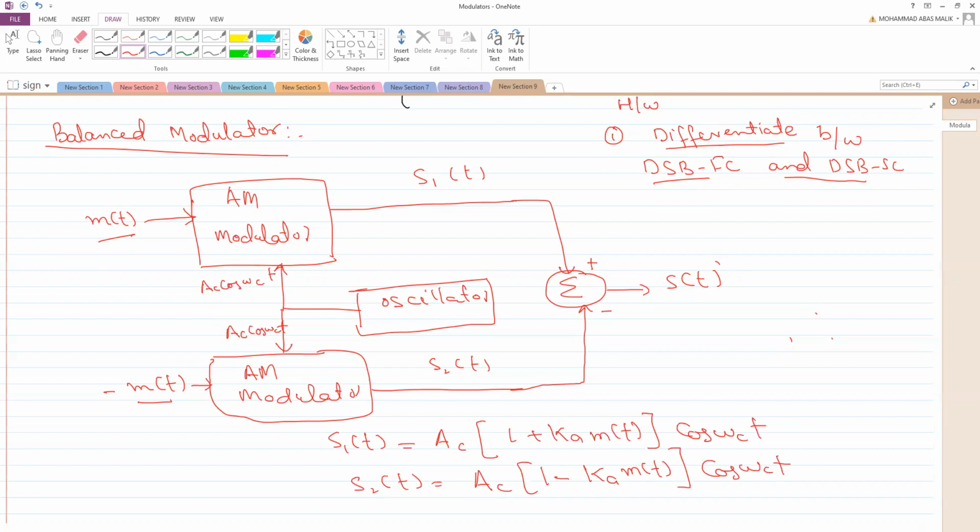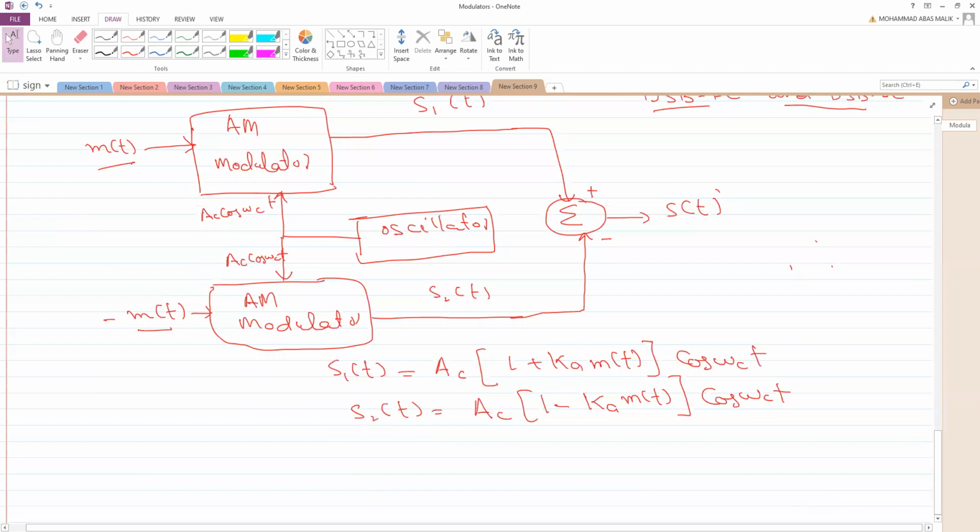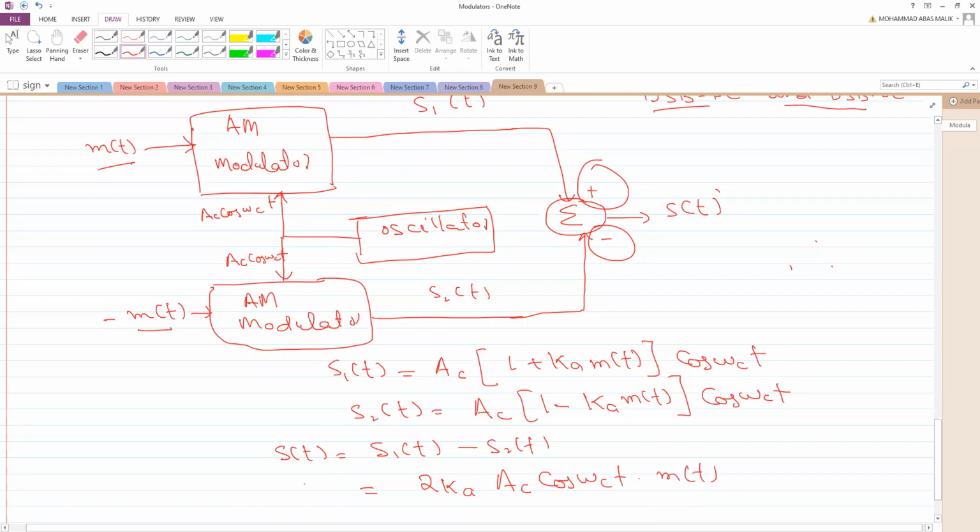And finally, you are just adding these two terms. We'll study this in detail tomorrow, but you just write down the equation S1 of t minus S2 of t, because S1 is added positive and S2 is negative. And adding these two, finally you will get twice Ka Ac cos of omega ct into m of t. And this is your generation. Since the message signal and carrier are multiplied with each other, this is the generation of double sideband suppressed carrier. This is also a generation of double sideband suppressed carrier, right?